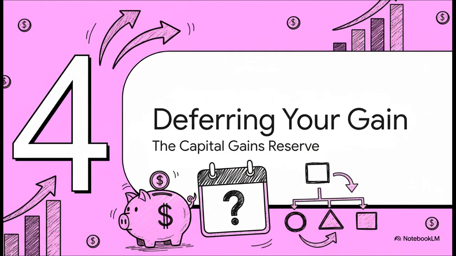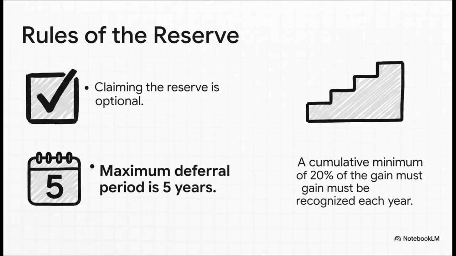Now, let's shift from just calculating the tax to actually planning for it. Let's talk strategy. So what if you sell an asset, but you don't get all the money right away? Well, the good news is you don't have to pay all the tax right away either. This is done by claiming what's called a capital gains reserve. Of course, there are rules.